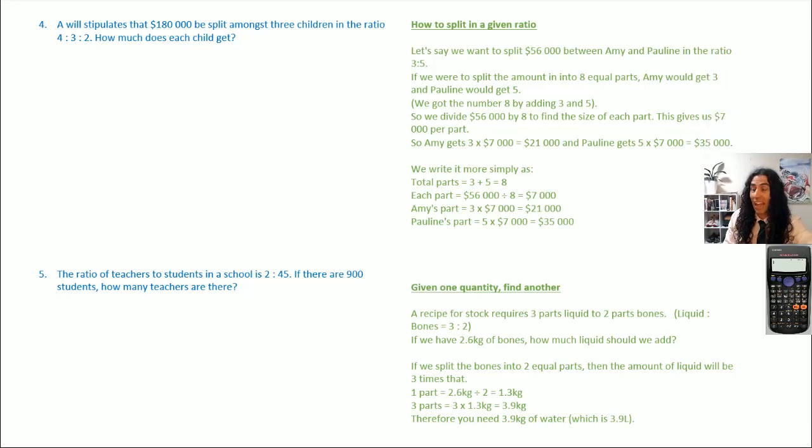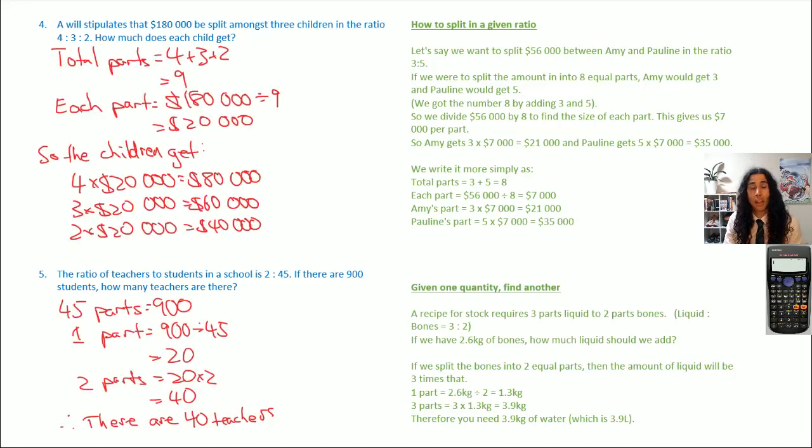And how do you do it? Explanation is on the right. And number 5, another question there. This time they give you the number of students. You've got to tell me how many teachers there are. Explanations on the right. So I'm going to pause, and then the answers will be there. And here are your answers.